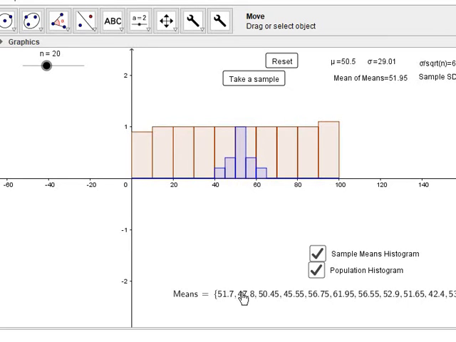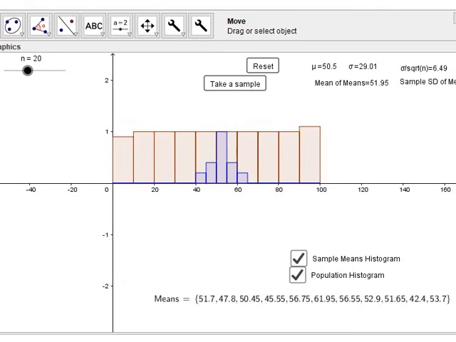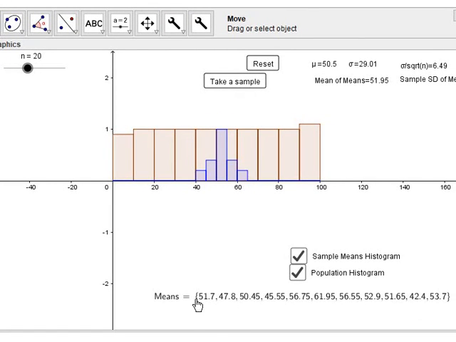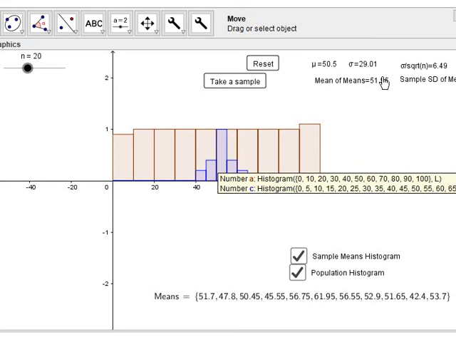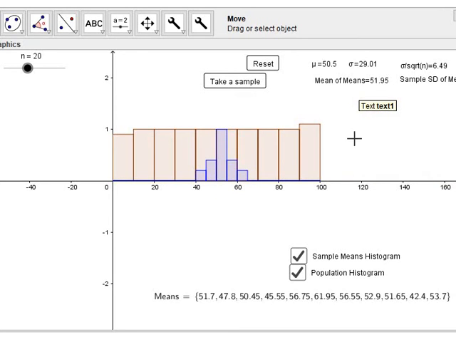Let me click the button several times. So now I've taken 11 samples. I know they're scrolling off the screen a little bit, but I've taken the samples and computed the sample means, had GeoGebra do that instantly in the background, plotted those sample means, and you can see already it looks like a perfectly normal distribution there. The mean of the means, so if you were to average these 11 numbers, the mean is 51.95 right now.